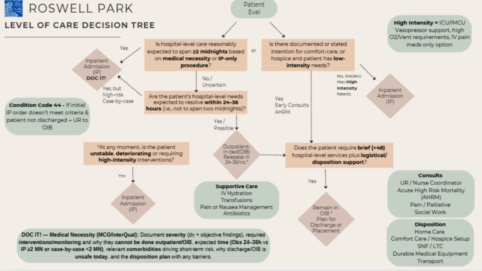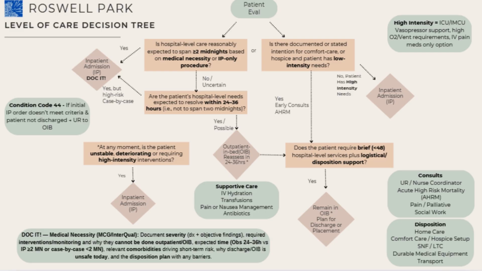There are a few additional points to highlight. When it is determined that the initial inpatient order does not meet criteria and the patient has not yet been discharged, our utilization review team may issue a Condition Code 44, converting the patient to OIB prospectively. This requires a new physician order, and informing the patient. Condition Code 44 protects against payer denials and ensures regulatory compliance.